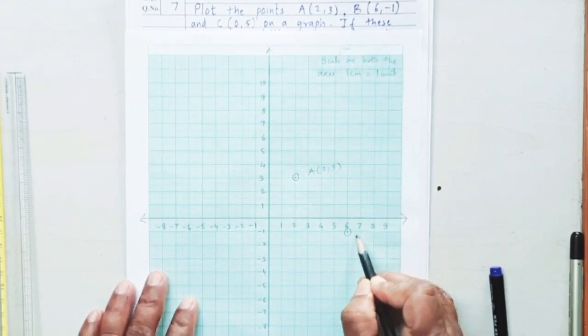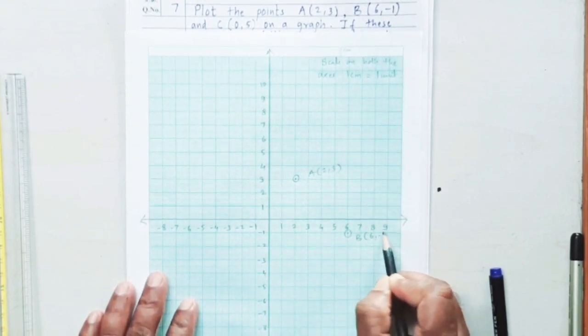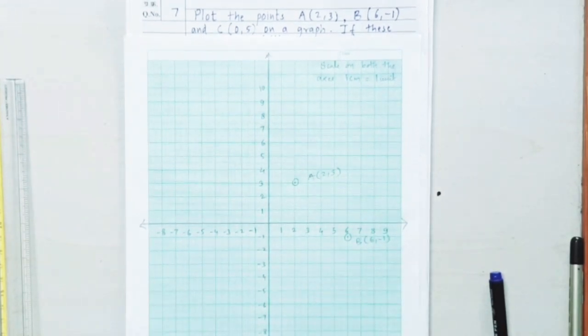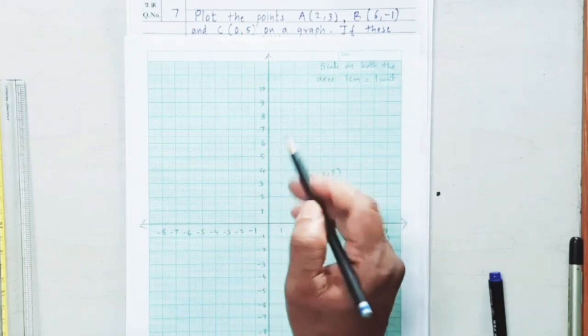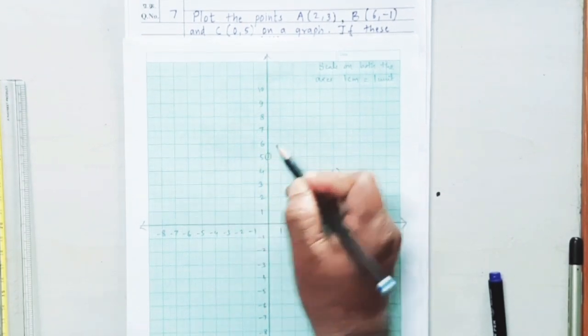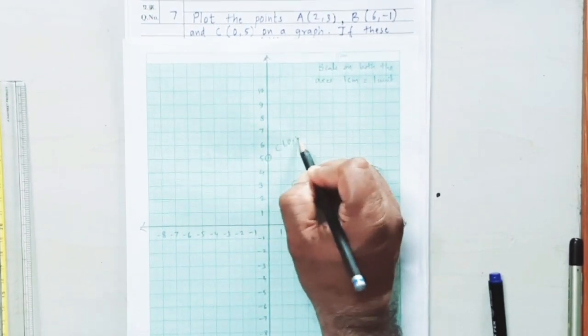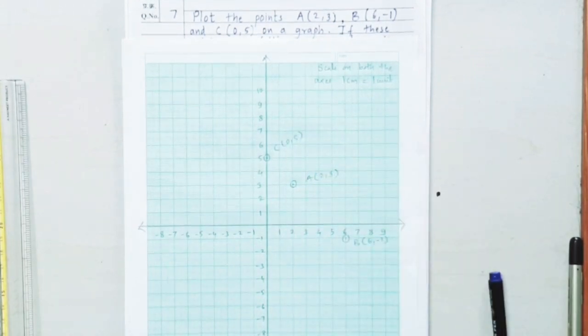So B is 6 comma minus 1, y coordinate is negative, and C is 0 comma 5, x is 0 and y is 5. So C is 0 comma 5. Now draw the line passing through these 3 points.